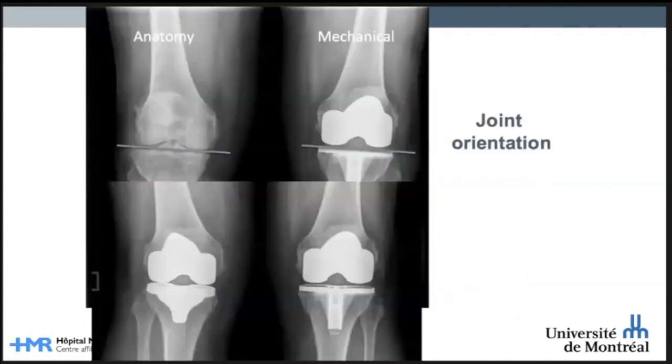On radiograph, you can see the joint orientation. On the right knee, it is a kinematic alignment implantation where the joint line is maintained, in comparison to the left knee where the joint line is reversed, as we saw earlier.